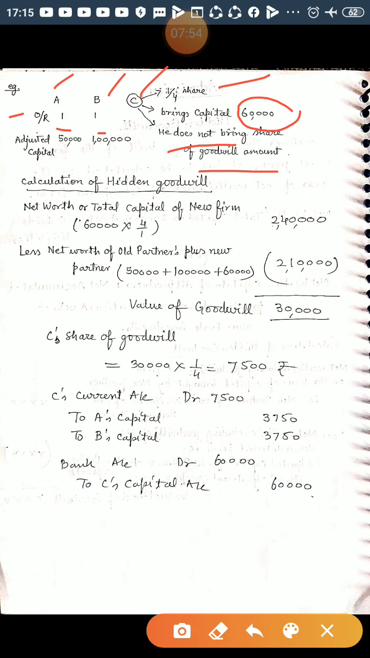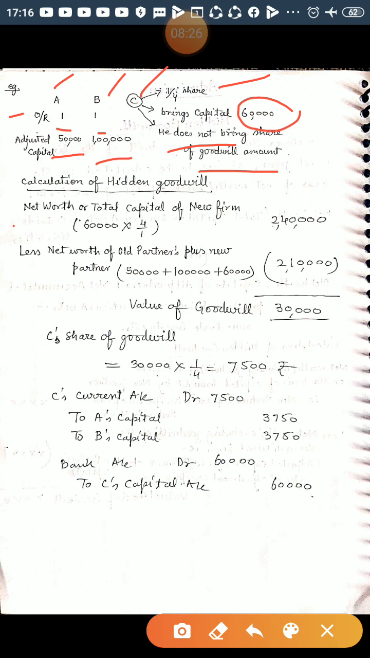In this question they have also given you the adjusted capital of A and the adjusted capital of B. Adjusted capital of A or B means their capital after adjusting the reserves and surpluses, fictitious assets, and existing goodwill, not the new goodwill. Existing goodwill is different from the value of goodwill at the time of reconstitution. So the adjusted capital is given as 50,000 and 1 lakh.